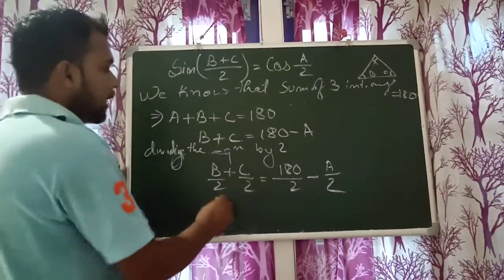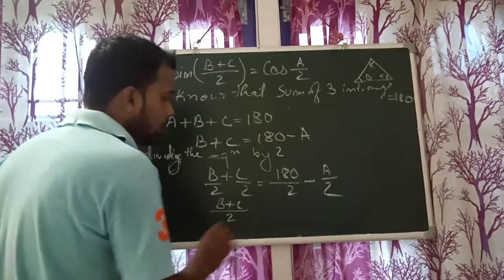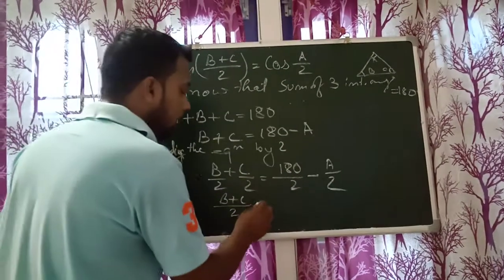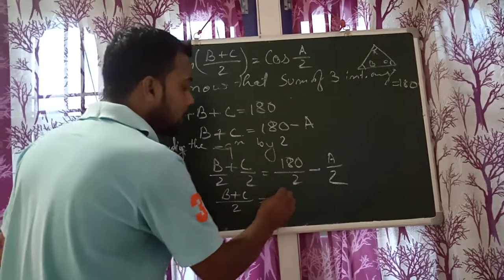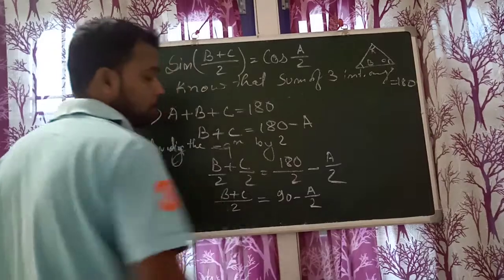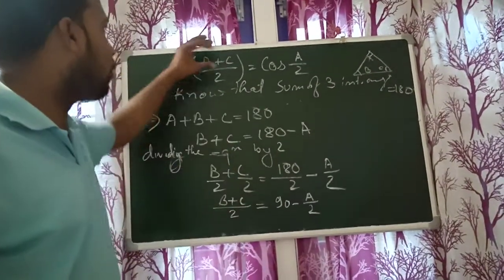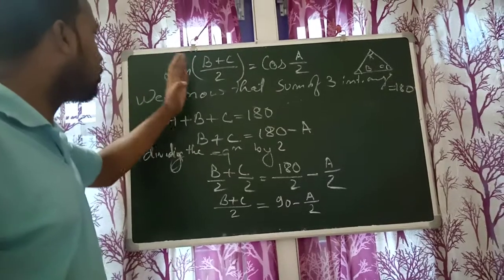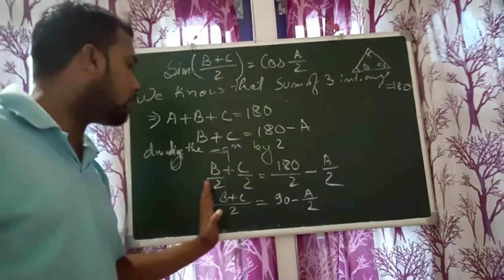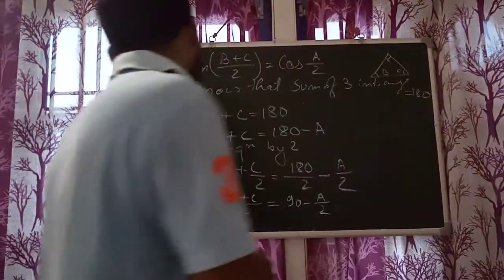Then if you take LCM, here you will get b plus c, then down there will be 2, then is equal, we can cut it. Here we are getting 90 minus a by 2. Okay, now b plus c divided by 2 has already come. Now we want sin, we have to multiply sin with this one. Okay, then after that, multiply the equation by sin.